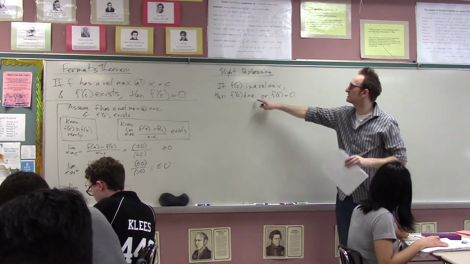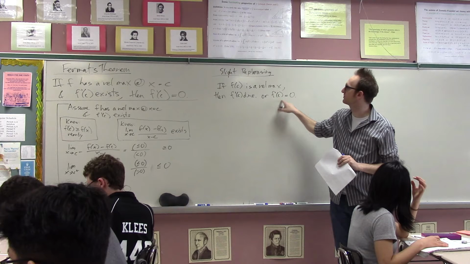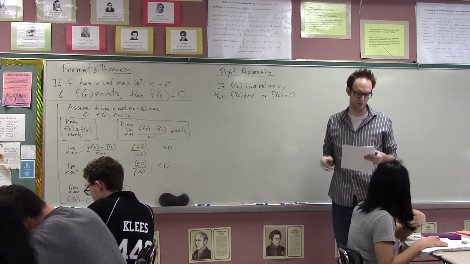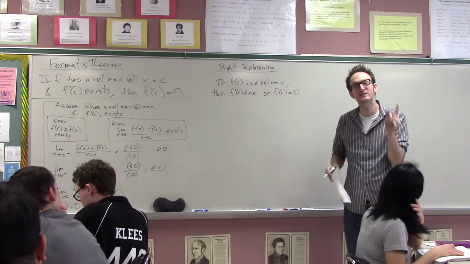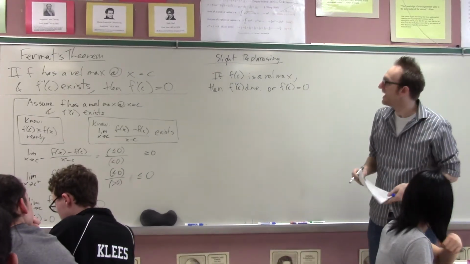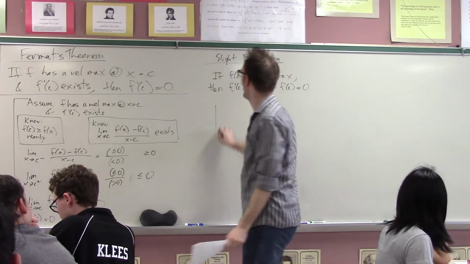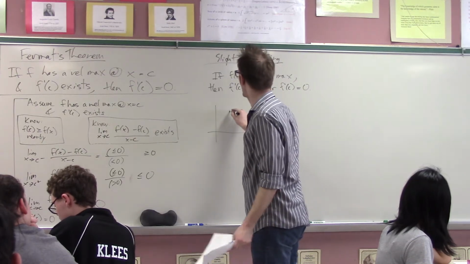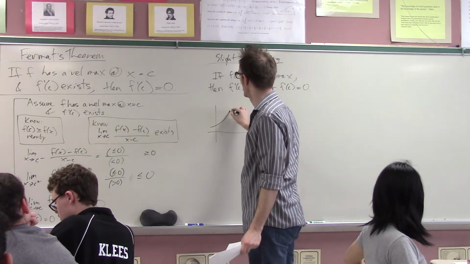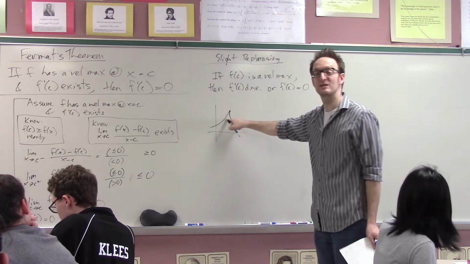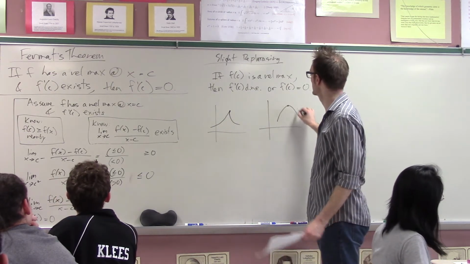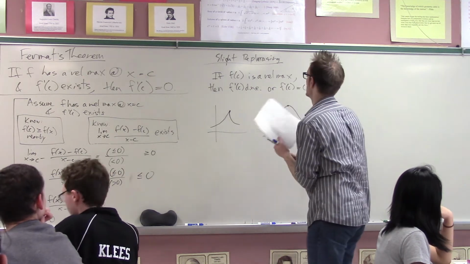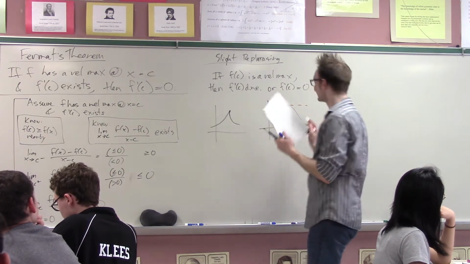Because if it doesn't exist, it doesn't exist, and if it does exist, we just proved it must be 0. So in other words, it either doesn't exist or it's 0. Okay, this is powerful information. What we have just learned is that if a function has a relative max somewhere, then there are only two possibilities. Either the derivative doesn't exist at all, or the derivative is 0, and there is a horizontal tangent line.